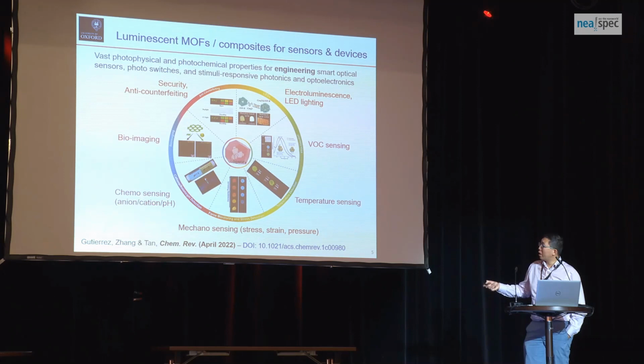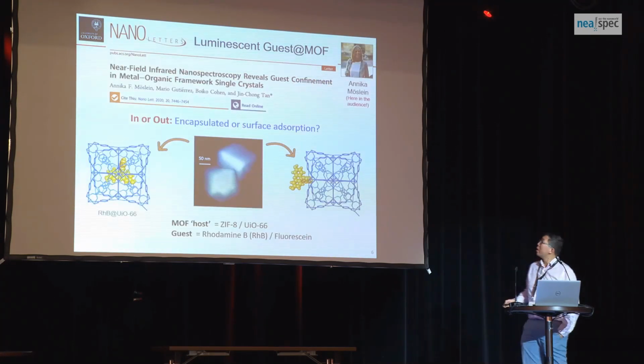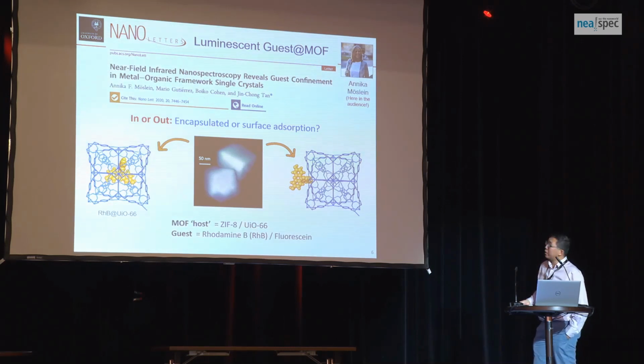Chemical sensing, of course, pH, anions, and so on, in bioimaging and also in security applications. So in ambient light, the encoded information is invisible. Under UV, they become revealed. So quite interesting. Let's jump into my first case study.